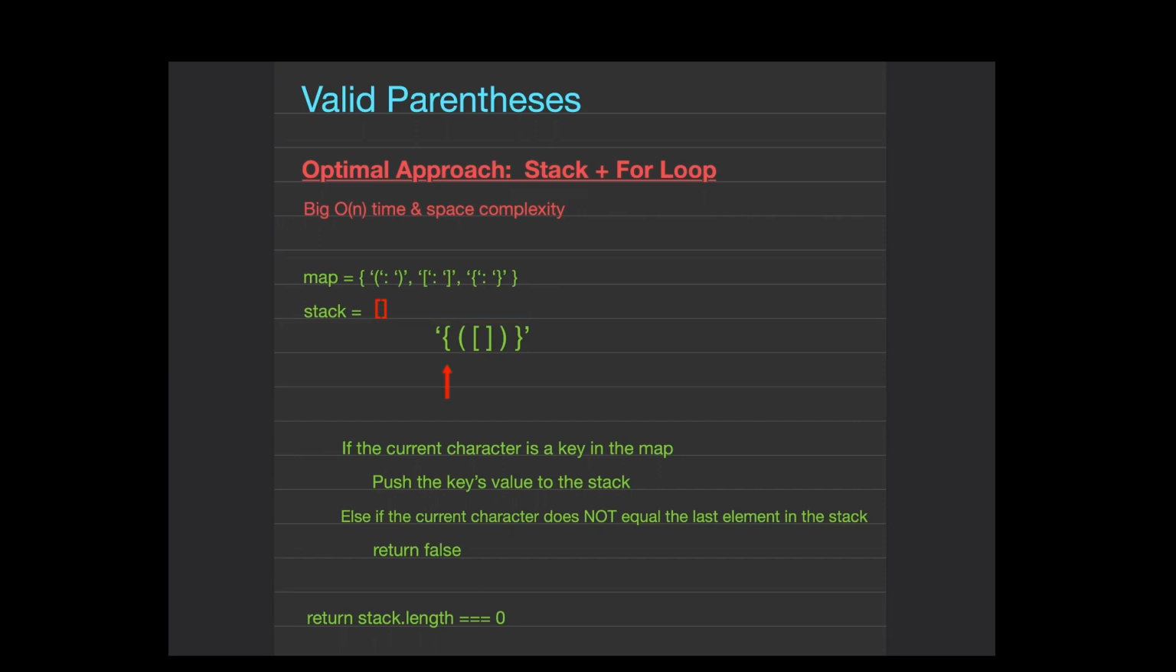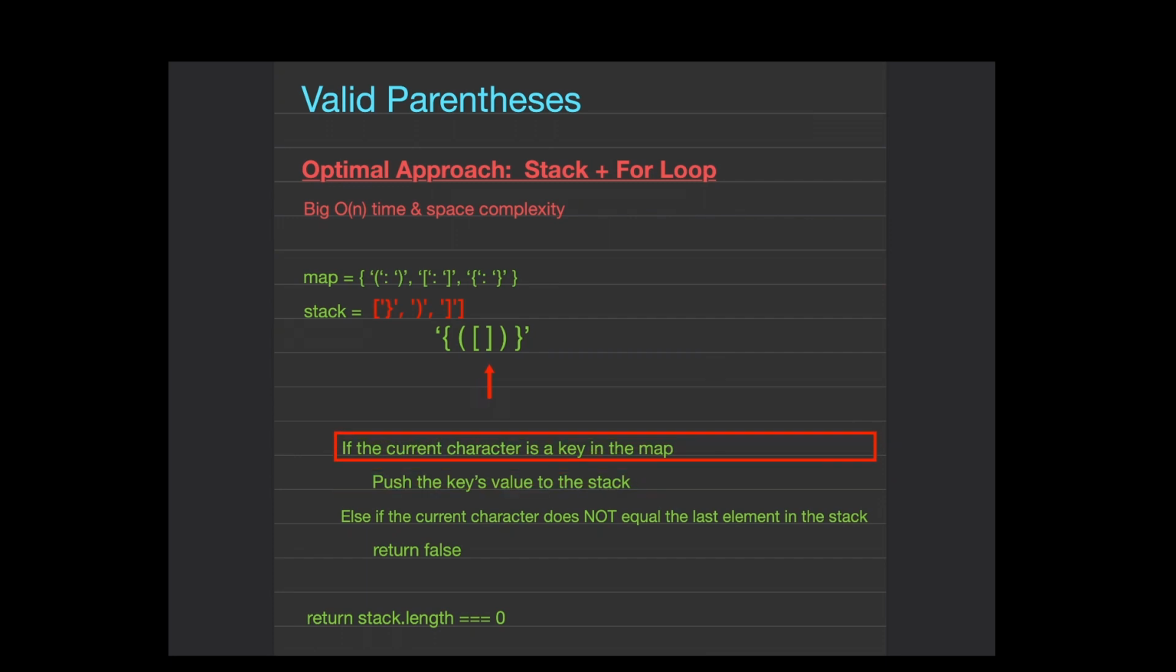We start off with an opening curly brace. We check if the current character is a key in the map. It is, so we push the key's value, which is the closing curly brace, to our stack. The for loop iterates to an opening parenthesis. We check if it's a key in the map, which it is, so we push the key's value of a closing parenthesis to the stack. The for loop iterates to an opening square bracket. We check if it's a key in the map. It is, so we push the key's value, which is a closing square bracket, to the stack.